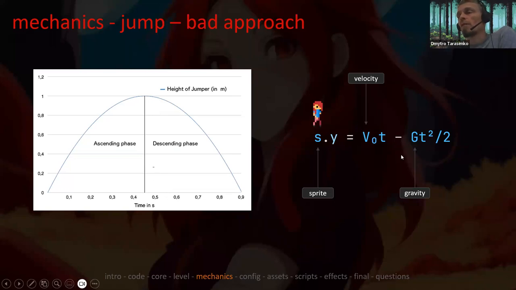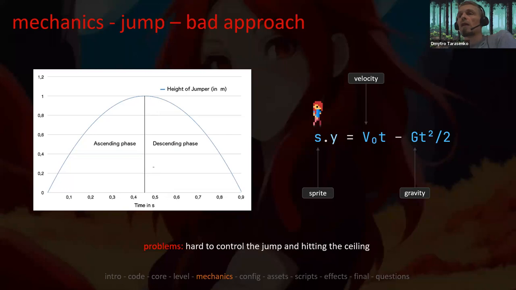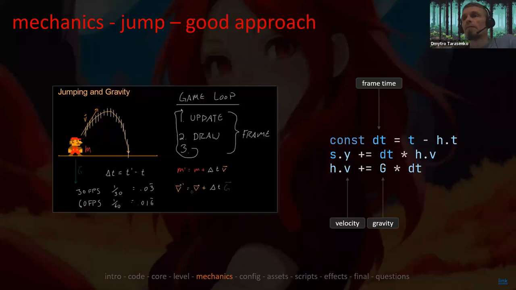It works okay. But the problem with this formula is that it's hard to do a controlled jump, and it's hard to handle hitting the ceiling. What does it mean?